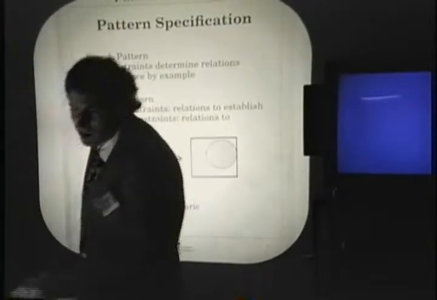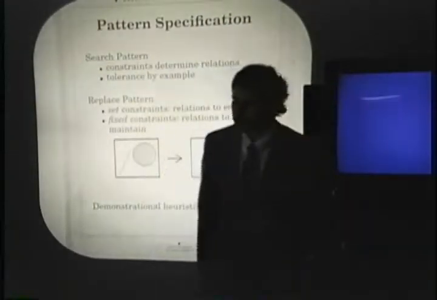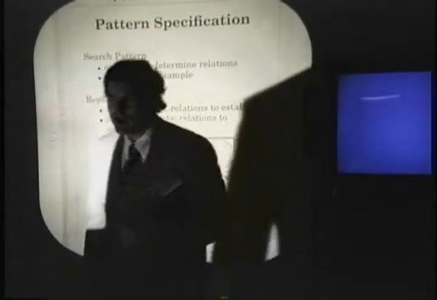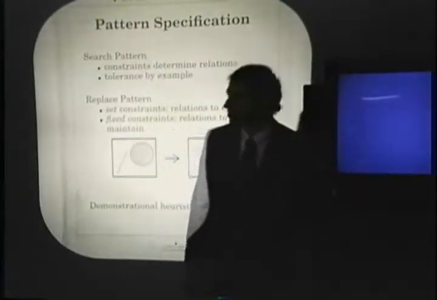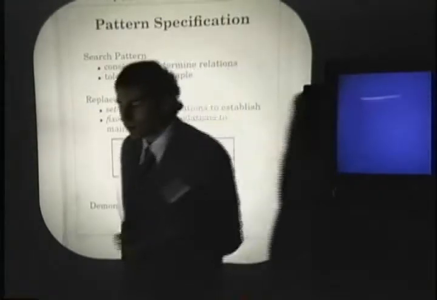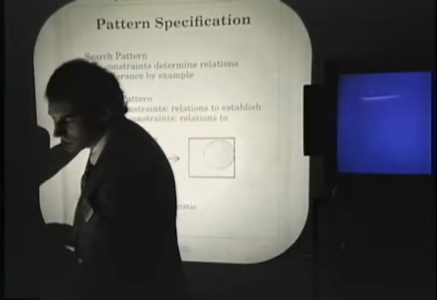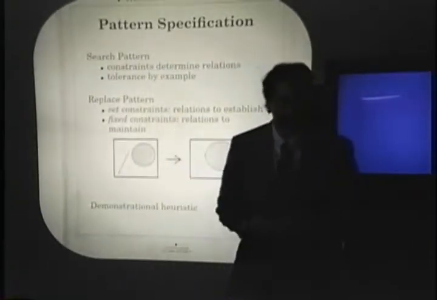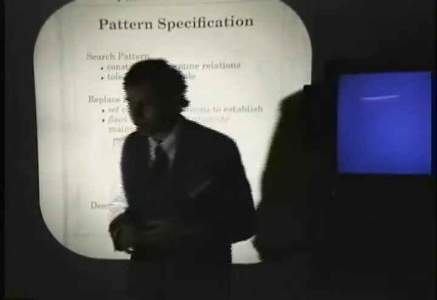In the replacement pane, there are actually two different kinds of constraints. The first kind of constraints, called set constraints, specify which new relationships we want to be establishing in the match. However, we also have a second kind of constraint, fixed constraints, which specify which relationships we want to remain invariant when the match is found and the replacement is performed.